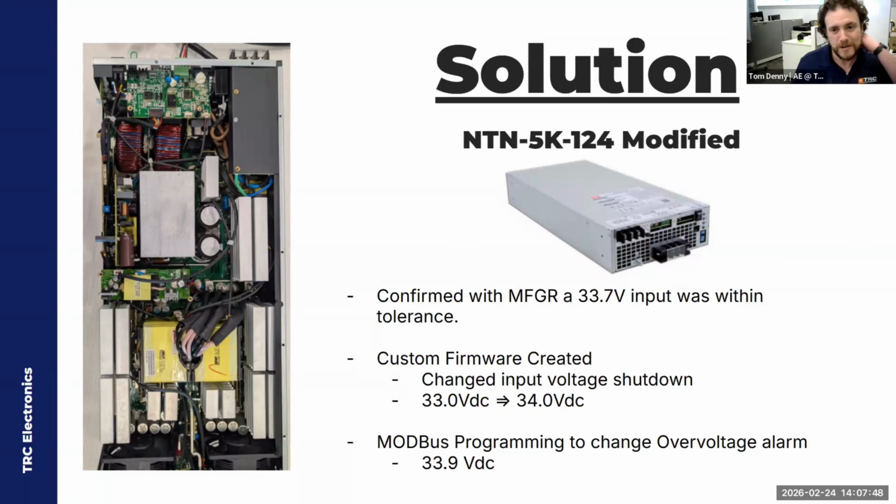Pretty neat. I was going to say, on the left there, you can see the actual NTN 5K opened up. There's actually three MCUs on there, three different boards, three different little computer chips. Only one of them actually would control the voltage shutdown and the overvoltage alarm, so we only had to update firmware on one of those MCUs. But yeah, a lot of computing power going on inside there. Yeah, this one was an interesting one.